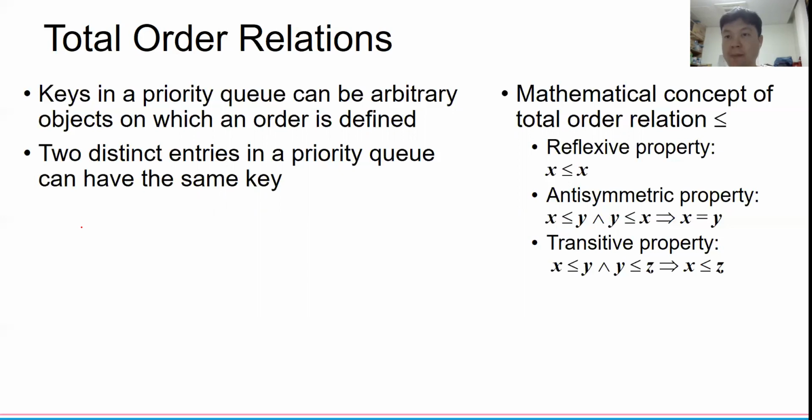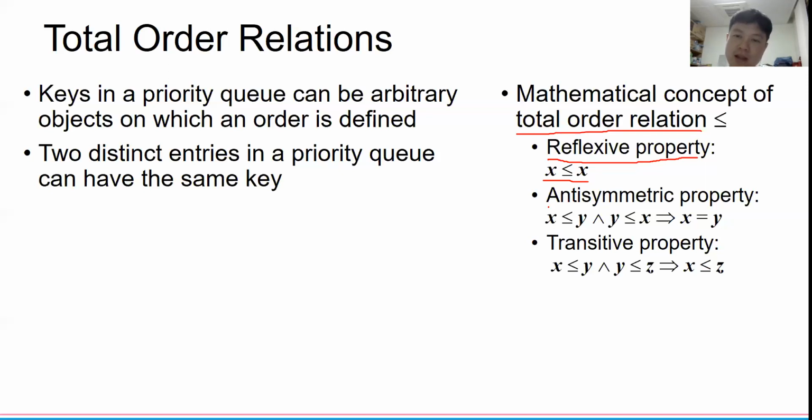In the mathematical concept, we understand there is one concept about the total order relation. So the total order relation can be applied in the key selection, or key placement. So for the mathematical total order relation of the priority queue, we can have first the reflexive property. So the reflexive property means x should be less than or equal to x. What does it mean? So if you have one key, then of course the key is less than or equal to the key itself.